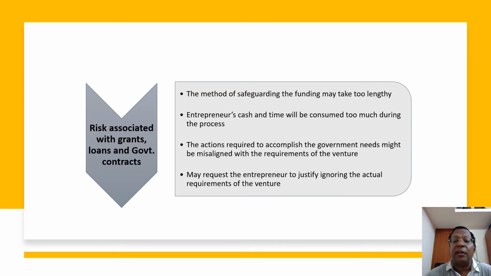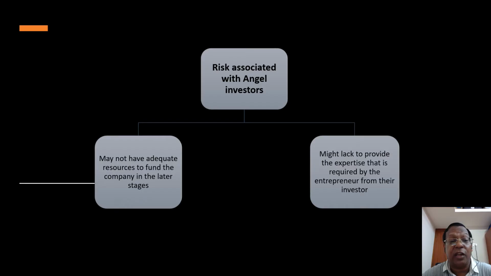But you have to keep writing them, presenting, convincing the granting body that what you are doing is valuable. So the action required to accomplish government needs might be misaligned with the requirements of your venture. Many a time it requires the entrepreneur to justify, ignoring the actual requirement of the venture. And once you take a grant, you cannot spend the money outside what you had promised to do. So it is very strict, and you need to be able to manage those things. So these are the risks you associate with taking a grant.